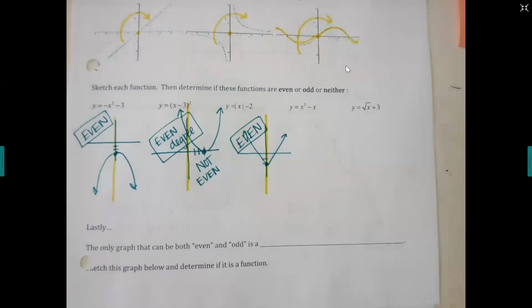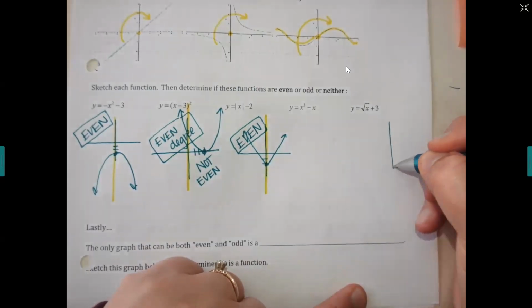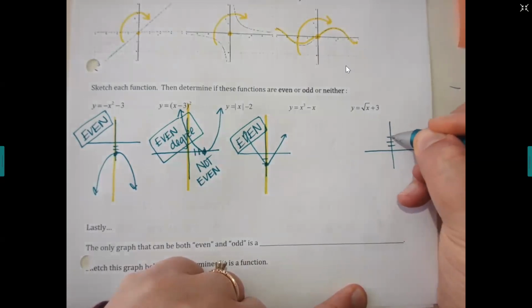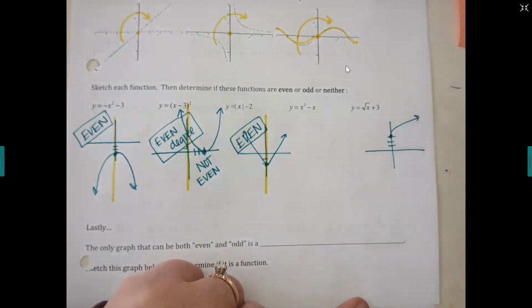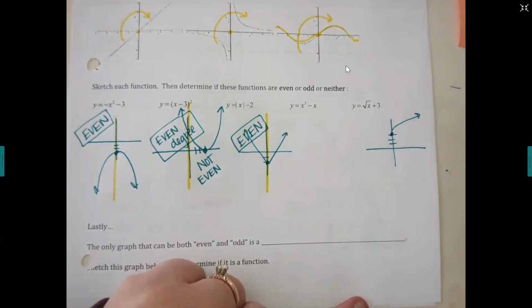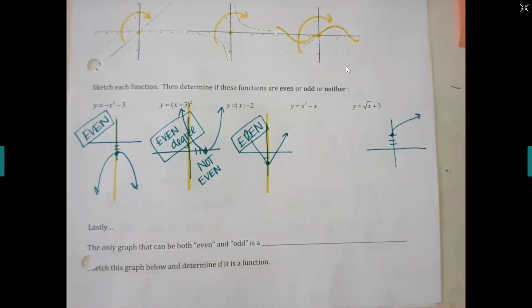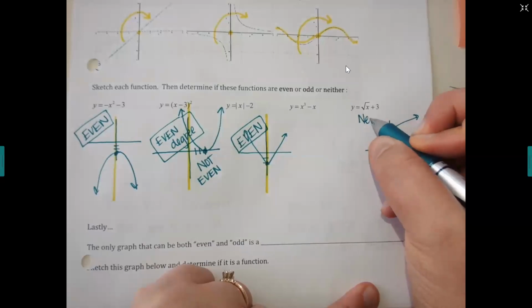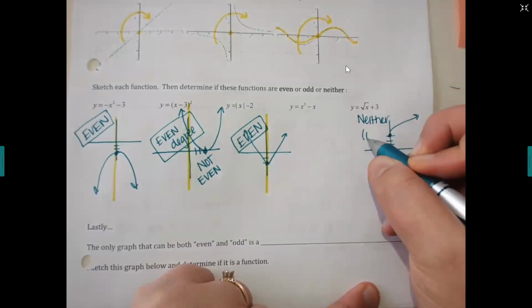Okay, for these next two, actually, let's do this one. We may need to use a calculator for that one. Let's do this one. Square root x is the hook. Which way is the +3 gonna move it? Okay, up 3, so 1, 2, 3. Then draw your hook. Is that even, odd, or neither? Take a guess. Okay, this is a neither. Here's why. You don't even have another end to look at, right? So your ends can't be going the same way if one of the ends doesn't exist. So I'm gonna put this is neither. It's not even or odd.